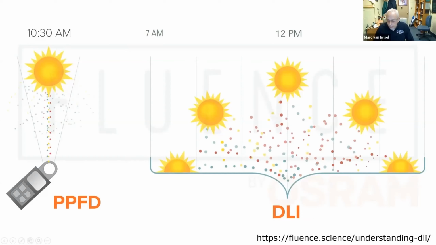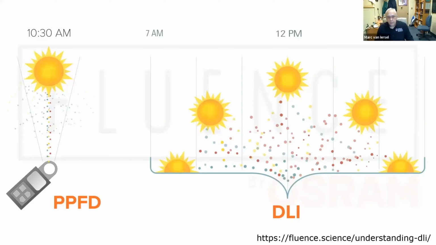And the daily light integral is really important because typically when we make recommendations for how much light to provide to different crops, those recommendations are made in terms of the daily light integral, and the units of that are moles per square meter per day.